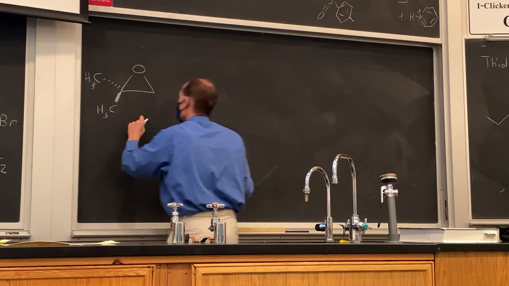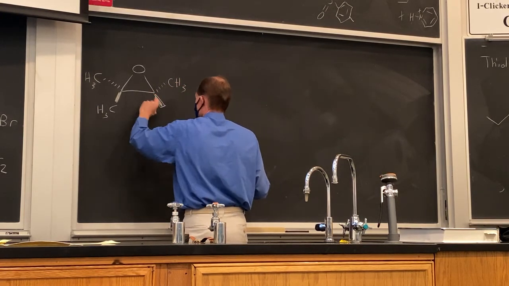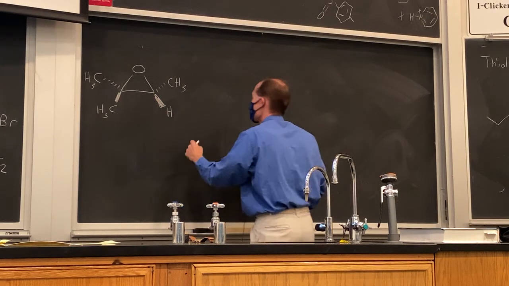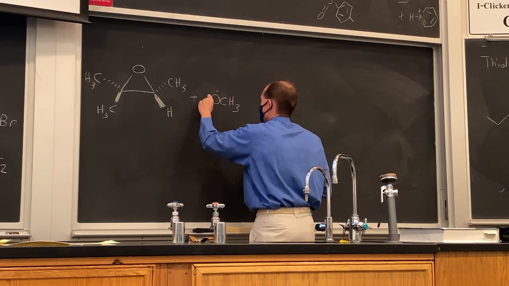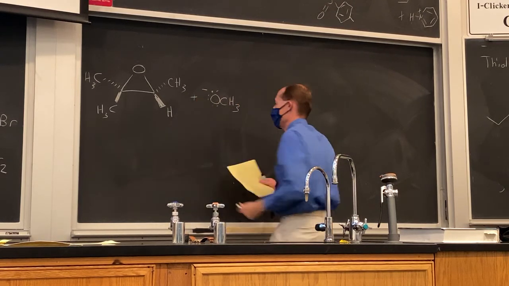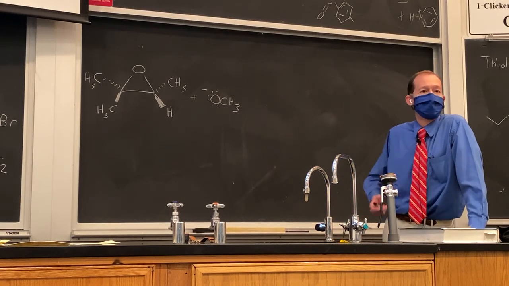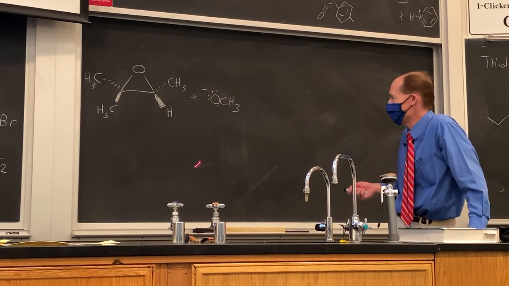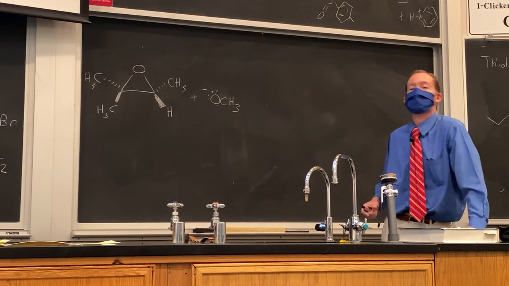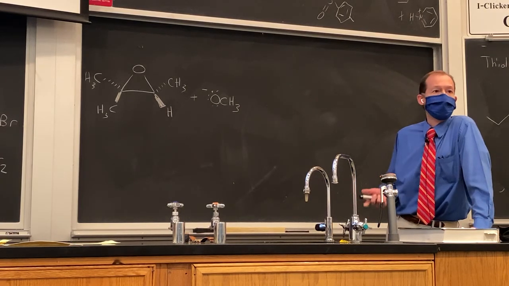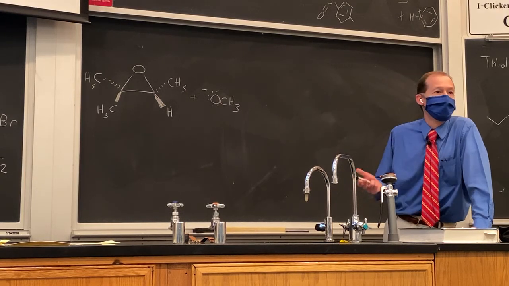So I'll draw an epoxide for you here. And this epoxide is going to react with a strong nucleophile. The one we're choosing as our example is methoxide. And that's going to be an SN2 process, this nucleophile attacking this epoxide, breaking one of those carbon-oxygen bonds in an SN2 process. Based on what you know about SN2 reactions, which of these two carbons is our methoxide going to attack?